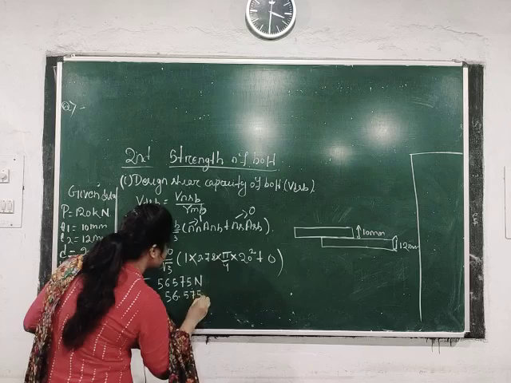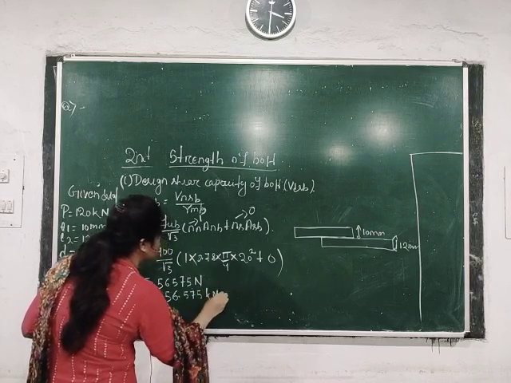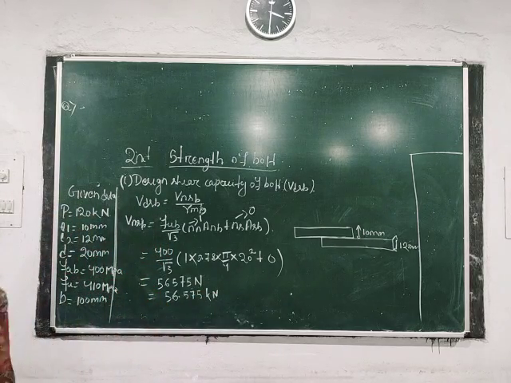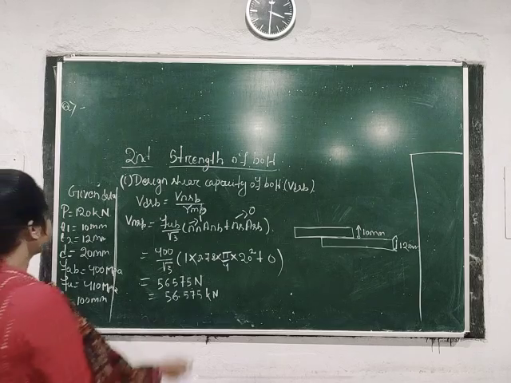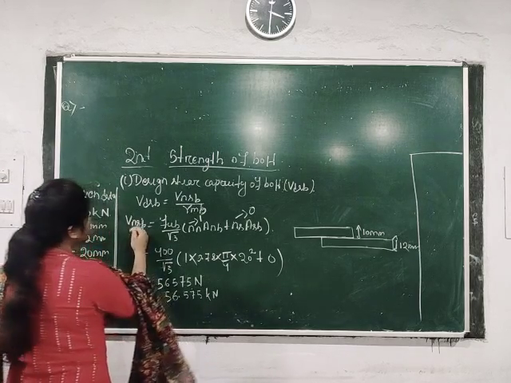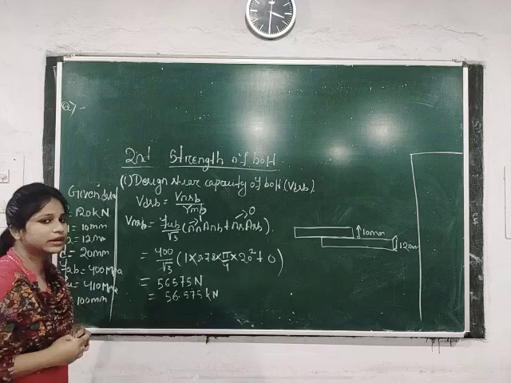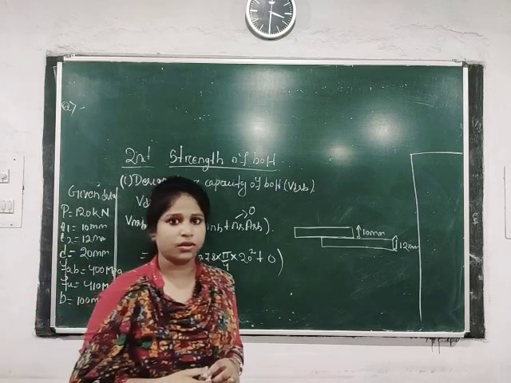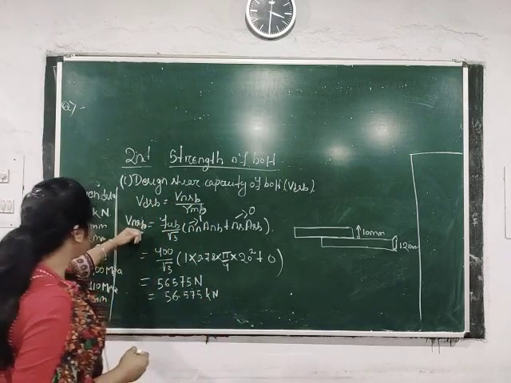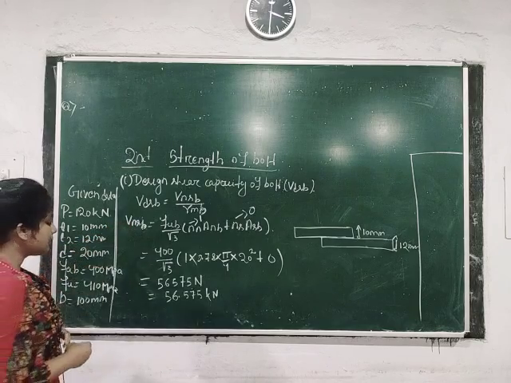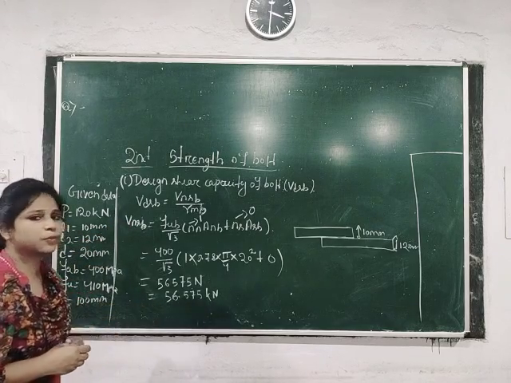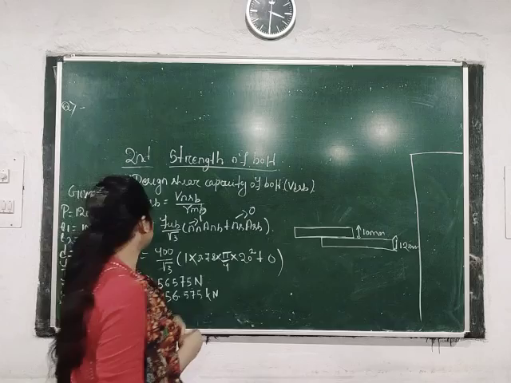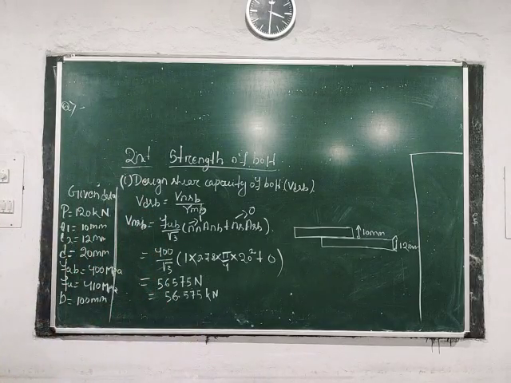Okay. And you can write this value in kilonewton also, that is 56.575 kilonewton, as 1 Newton is equal to 10 to the power minus 3 kilonewton. Okay. So, this is the value of the nominal shear capacity of bolt, and this value we have calculated for one bolt only. Okay. For one bolt, the nominal shear capacity of bolt is 56.575 kilonewton. Then calculate the design shear capacity of bolt.